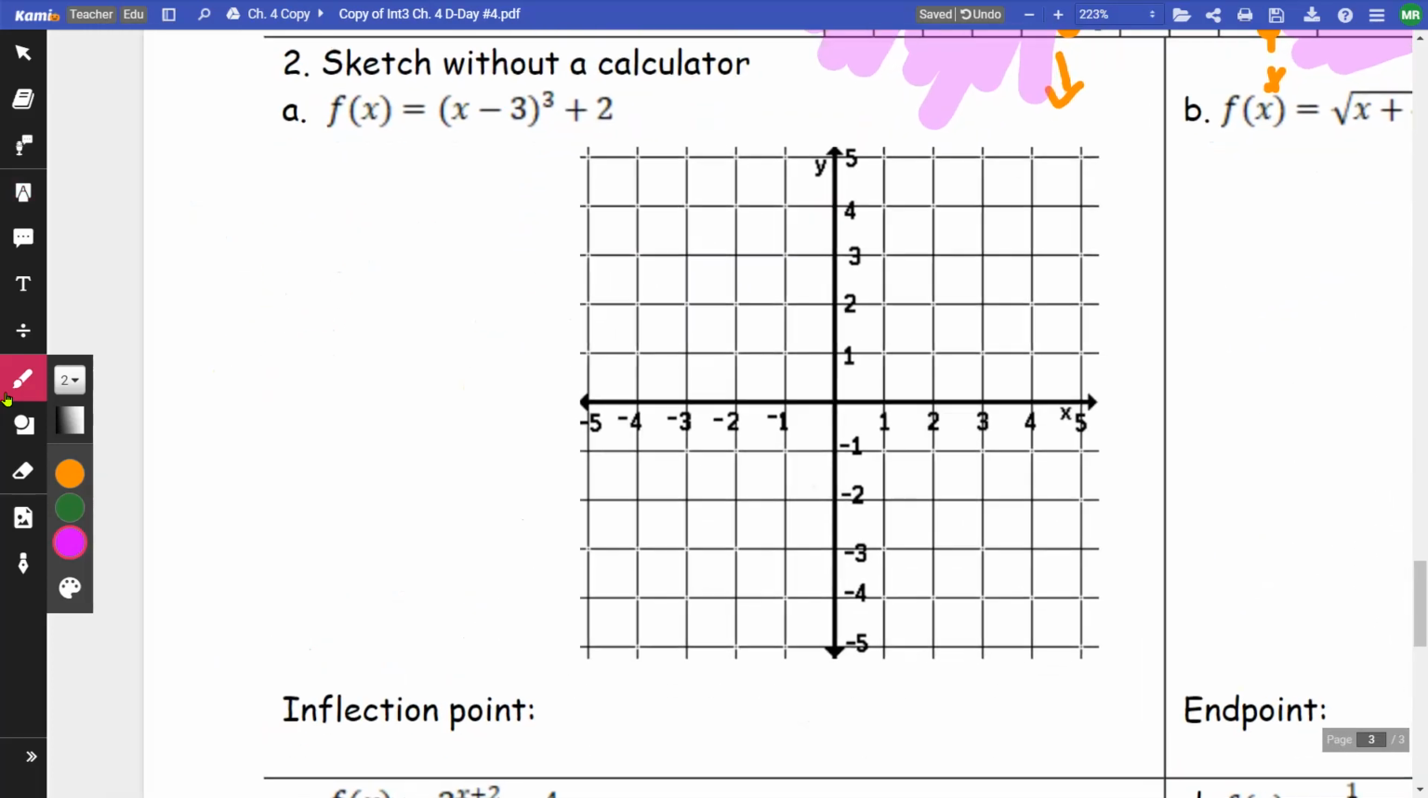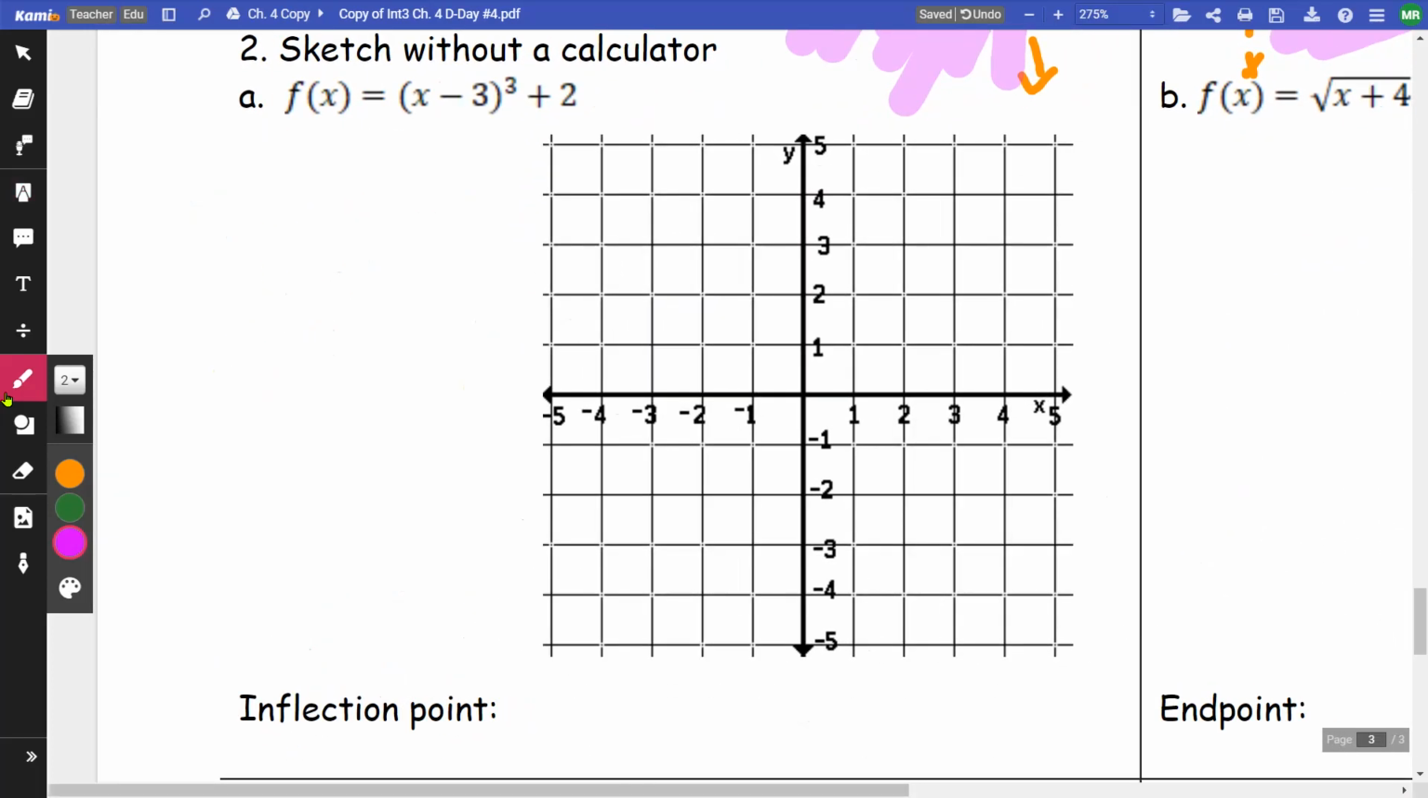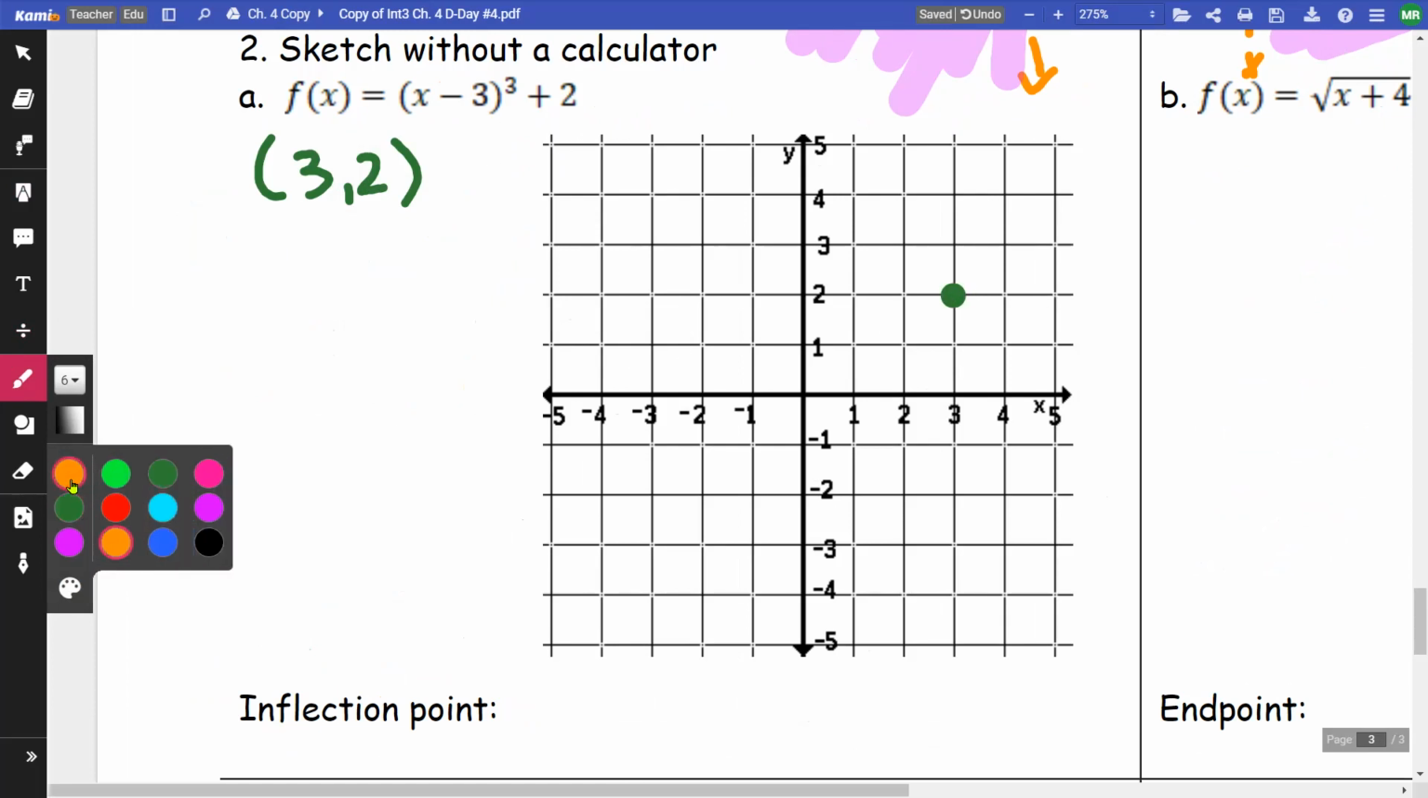On number 2, we're going to graph this. So this is going to have an inflection point at 3, 2. So I'm going to go to 3, 2. This is a cubic graph. So from here, let me do the rest of it in orange maybe so that we can tell this is my inflection point in green.